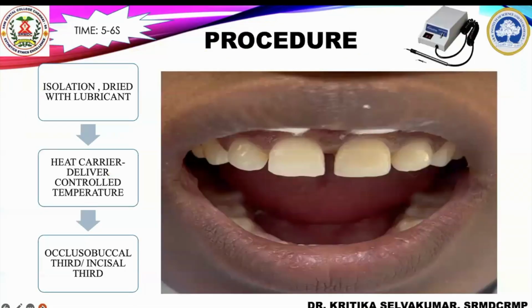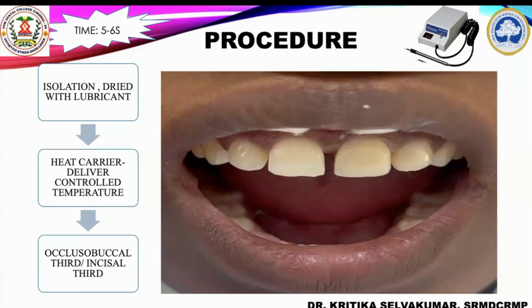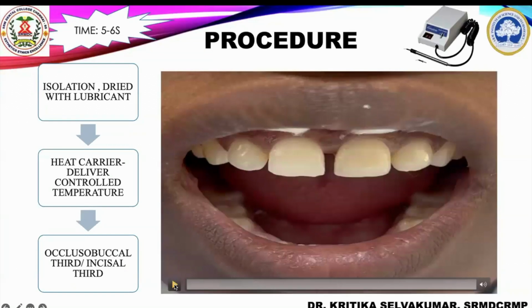So the procedure of the heat test is, first we need to isolate the tooth and then dry it and apply a lubricant. The commonly used lubricant is Vaseline. This is done to prevent the heat stimulus, such as the GP stick, from sticking onto the tooth. So the adhesion of that can be prevented by the application of the lubricant.